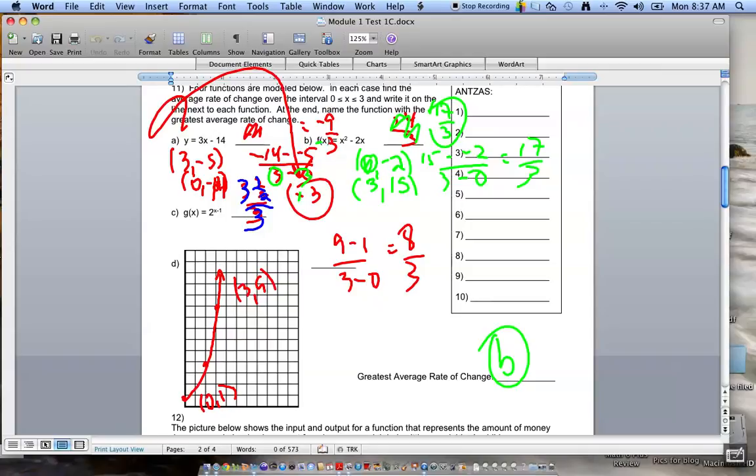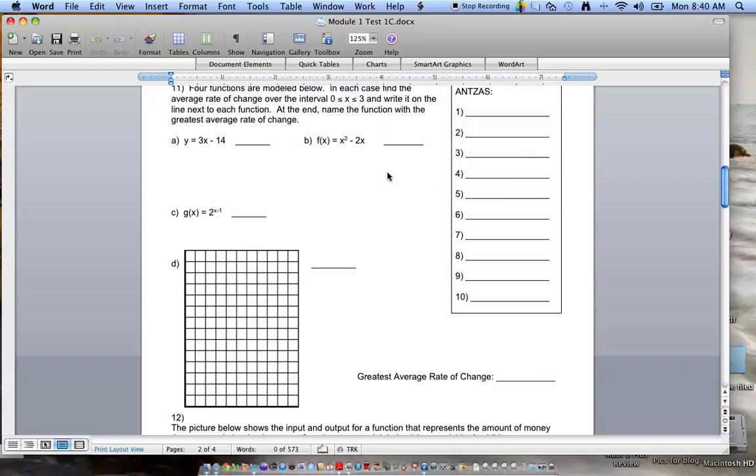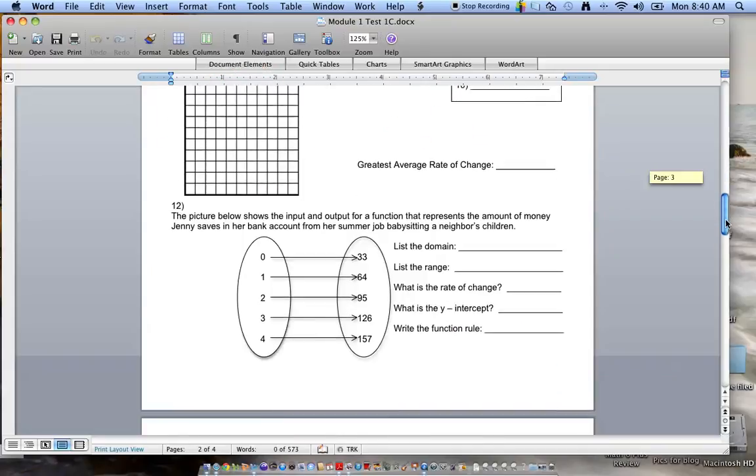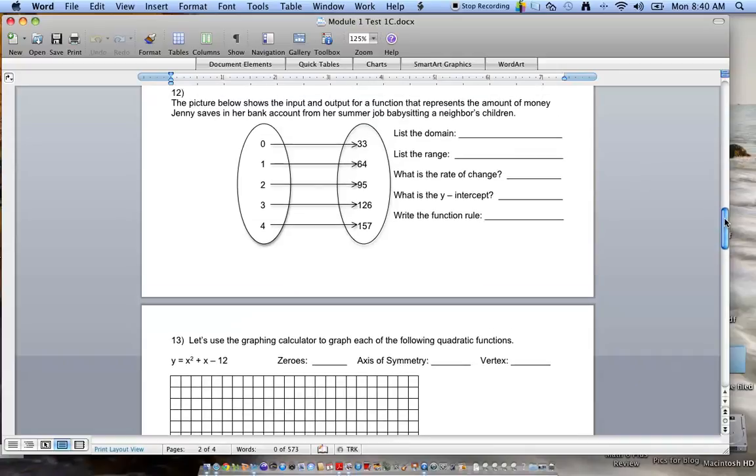For letter A? Yeah, it should be over 3, because when you subtract the x's, you're going to get 3, not 5. Okay. As far as number 12 goes, if I remember right, number 12 is a question the kids rocked on last year. It's really pretty straightforward. List the domain. Okay, the domain is all the numbers on the left here, 0, 1, 2, 3, 4. The range, 33, 64, 95, 126, 157.